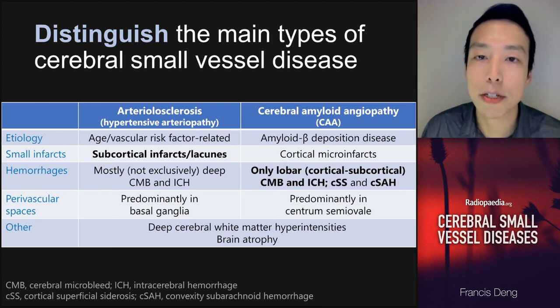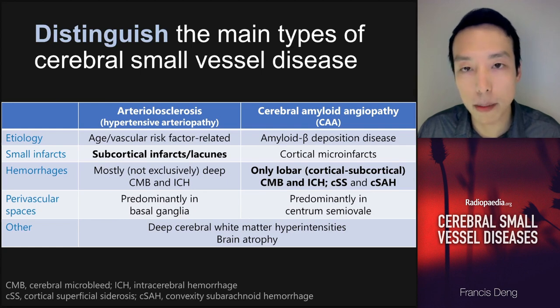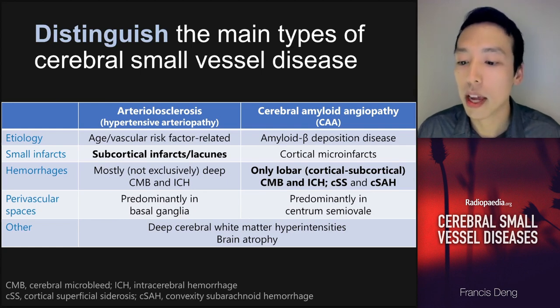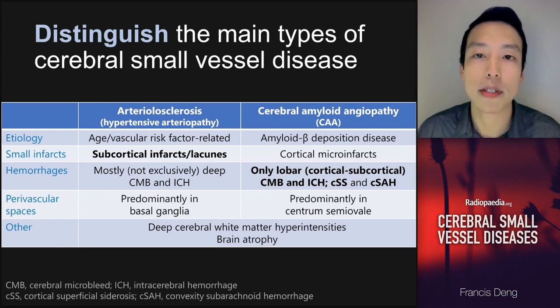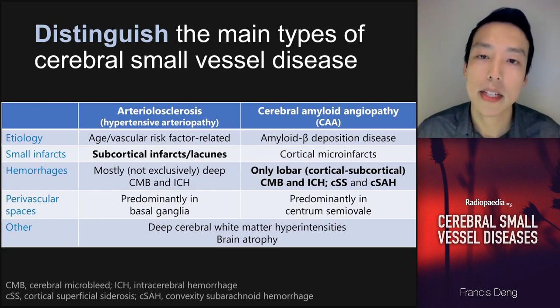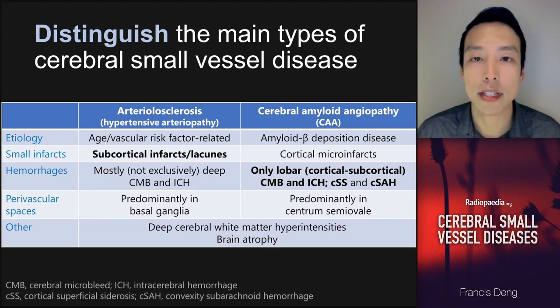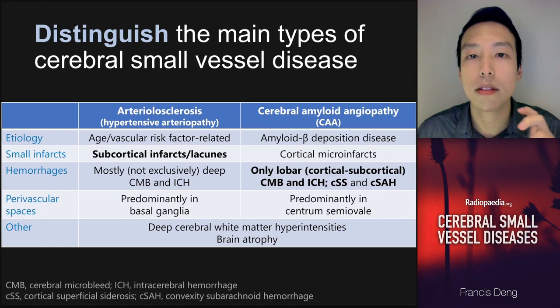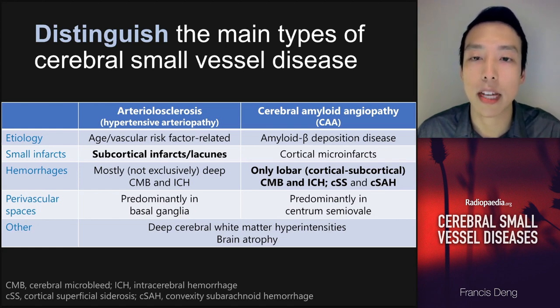You get dilated perivascular spaces in this disorder, predominantly in the basal ganglia, and you have deep cerebral white matter hyperintensities and eventually brain atrophy. Now, cerebral amyloid angiopathy, or CAA, is an amyloid beta deposition disease. So beta amyloid protein deposits in the walls of small arteries, arterioles, and occasionally even capillaries. It causes fragility to these vessels. They can occlude as well as rupture.